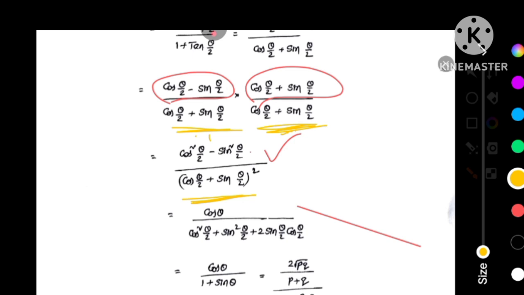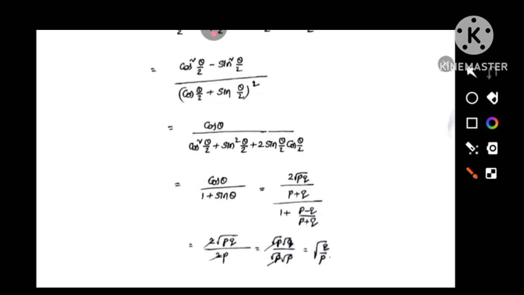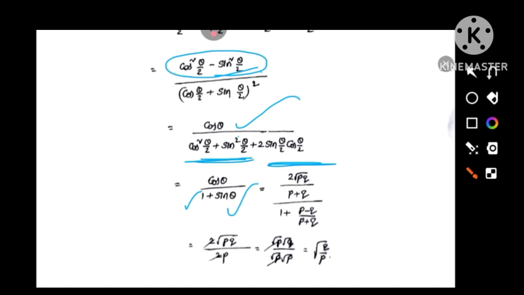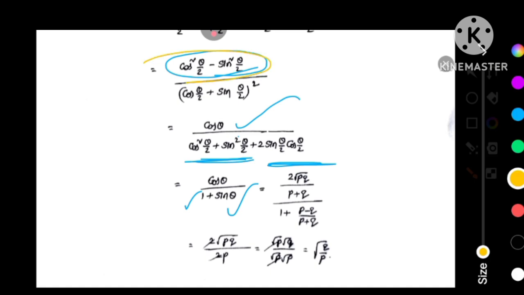Okay. In the next step, take the expansion: a square plus b square plus 2ab. A square is cos square theta by 2, b square is sin square theta by 2, and 2ab means 2 sin theta by 2 cos theta by 2. Now, see here, cos square theta by 2 minus sin square theta by 2 is equal to cos theta. And cos square theta by 2 plus sin square theta by 2 is equal to 1. 2 sin theta by 2 cos theta by 2 is equal to sin theta. Okay, simply replace the formulas here. The first one is equal to cos theta, this is equal to 1, this is equal to sin theta.